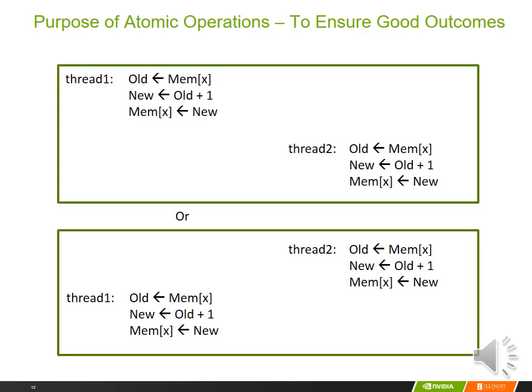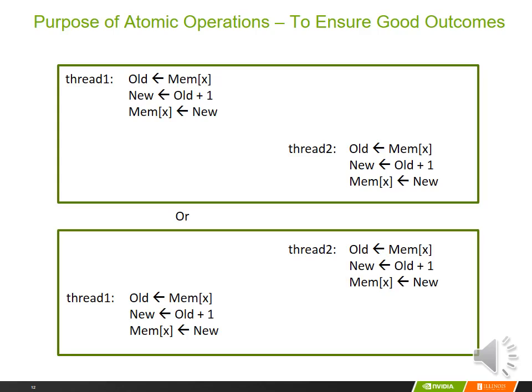This leads us to the purpose of atomic operations. The atomic operations are designed to ensure good outcomes when threads perform read, modify, write operations on the same memory location. For our example, we want to ensure that if thread 1 starts its read, modify, write operation, its sequence will be complete before thread 2 can start its sequence. Or if thread 2 starts its read, modify, write operation before thread 1, it will complete its read, modify, write sequence before thread 1 starts its sequence.